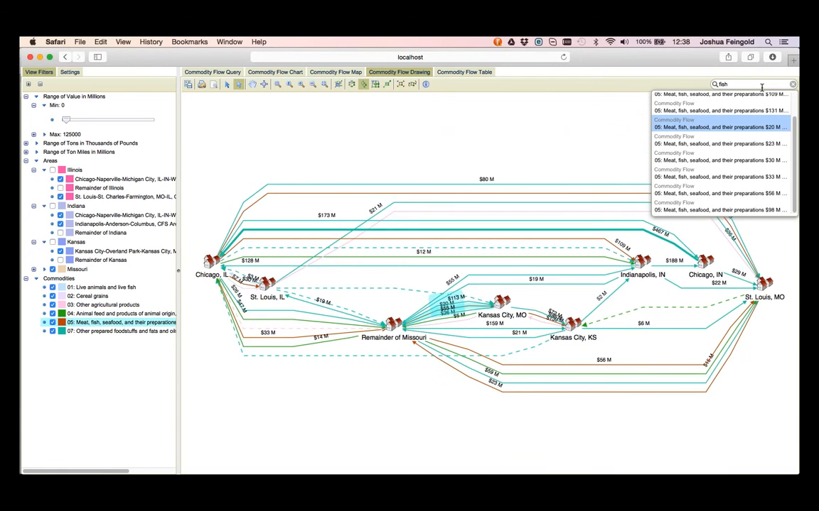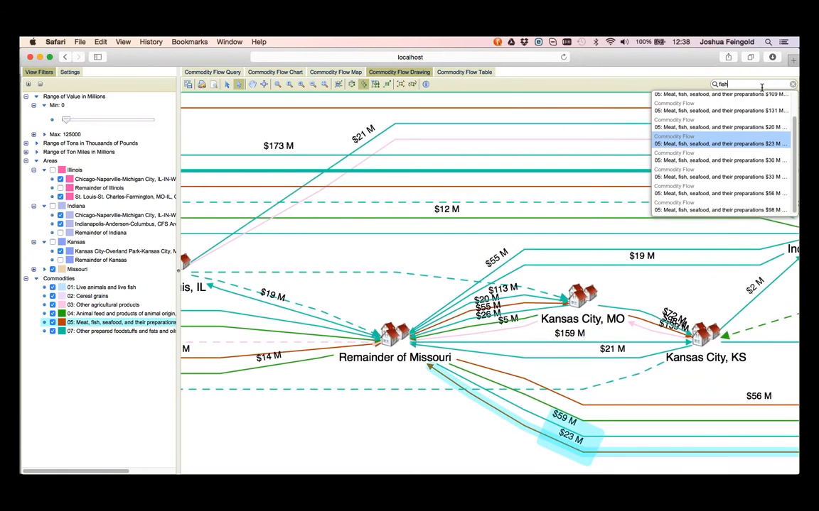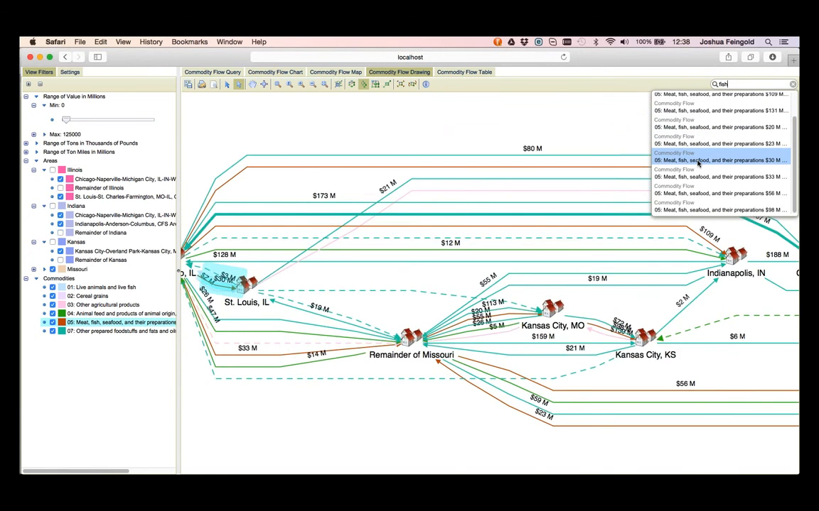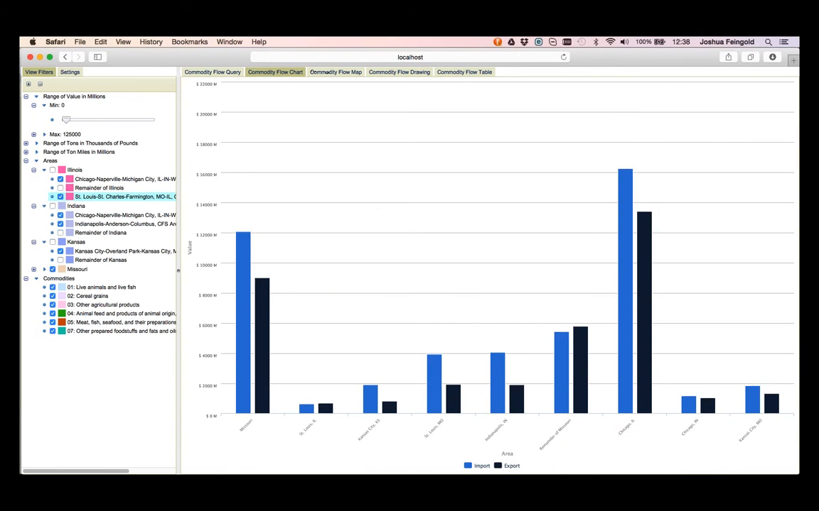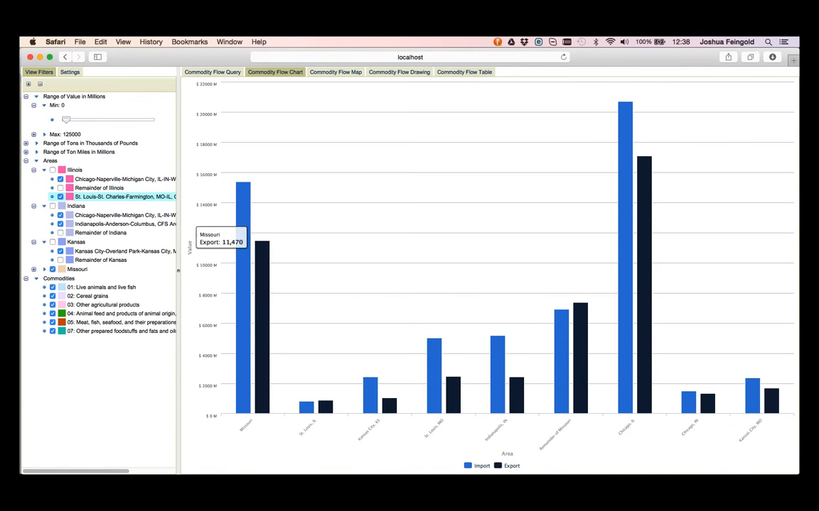And we can search. So let's say I want to find fish. Here I've found all my commodity flows that include fish, and I can individually navigate between them. Let's say this is the one I was looking for. And again, this is all coordinated back to the single data set.